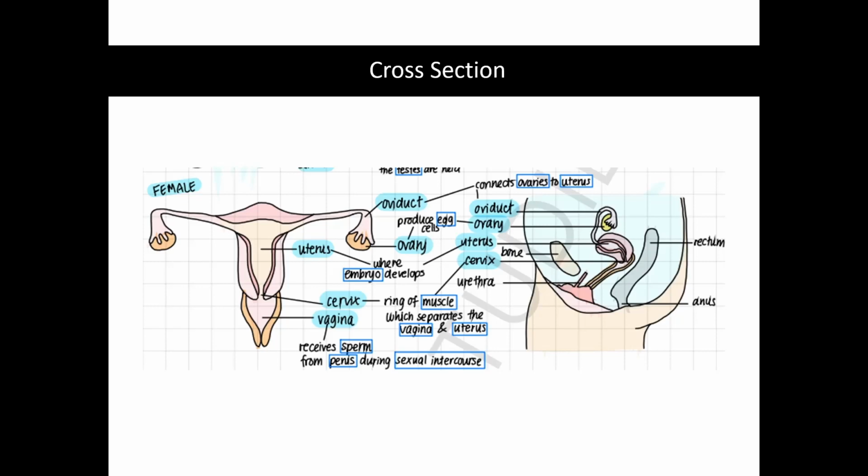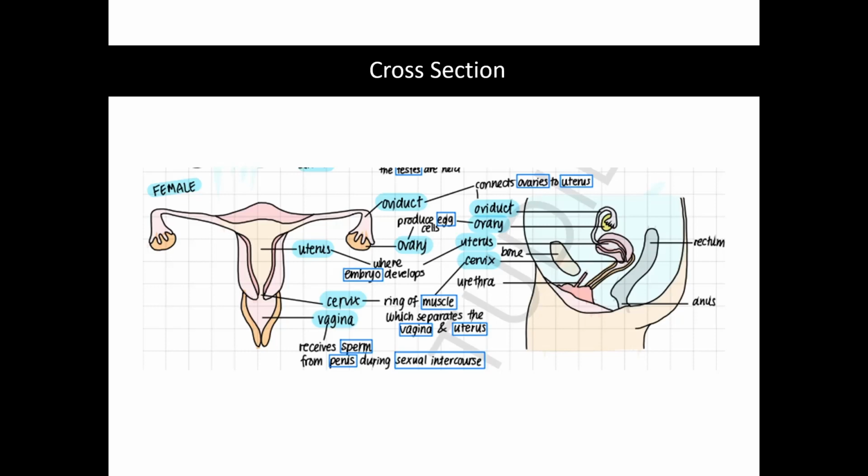Okay, so this is how the cross section of a female reproductive system looks. Same thing: there's the fallopian tube, and we can see the uterus in the middle, and the oviduct and the ovaries. The ovaries produce the egg cells. The uterus is where the embryo develops, the cervix is a ring of muscle, and the vagina is where it receives the sperm from the penis during sexual intercourse.